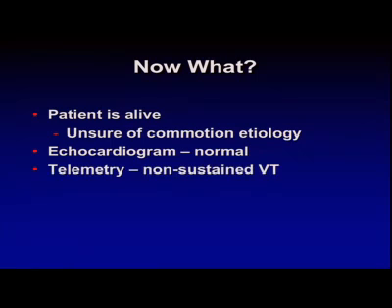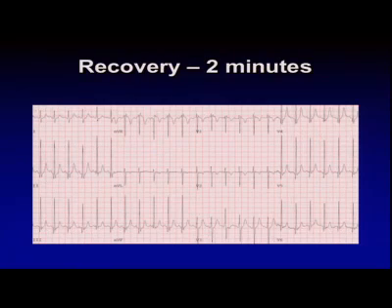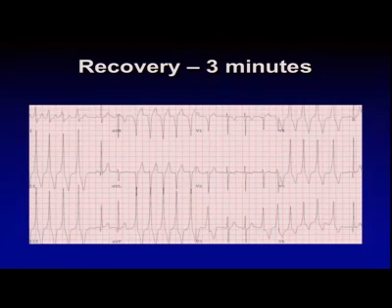He has an echocardiogram. That's normal. His telemetry shows that he has non-sustained VT, just like we saw in his ECG. Then he had an exercise test, and when he exercises, his VT goes away. When he recovers, so after he's done exercising, we put him on a chair, we let him relax. 2 minutes after his peak exercise time, still no PVCs. Then 3 minutes later, he has VT.